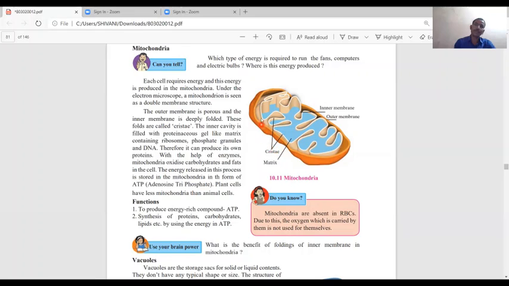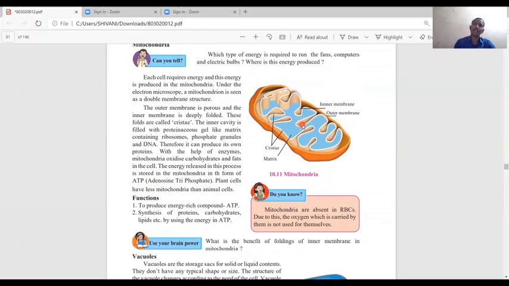Mitochondria is made up of a double layer or double membrane: the outer membrane as well as the inner membrane. The inner membrane is deeply folded, and such folds are known as cristae. The inner cavity of mitochondria is filled with a proteinaceous gel-like matrix.